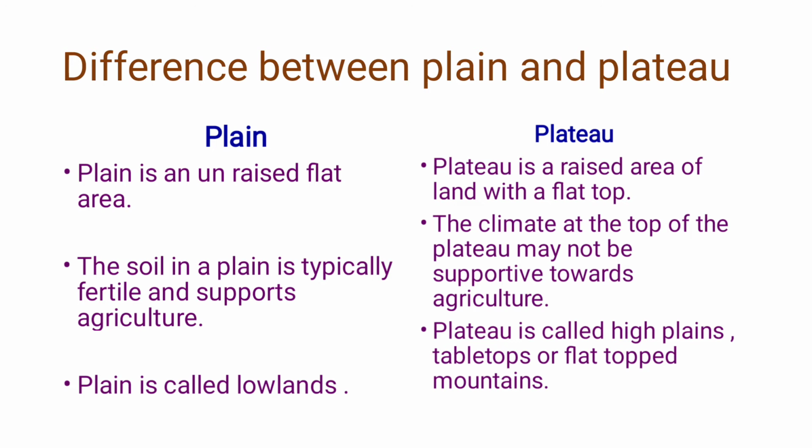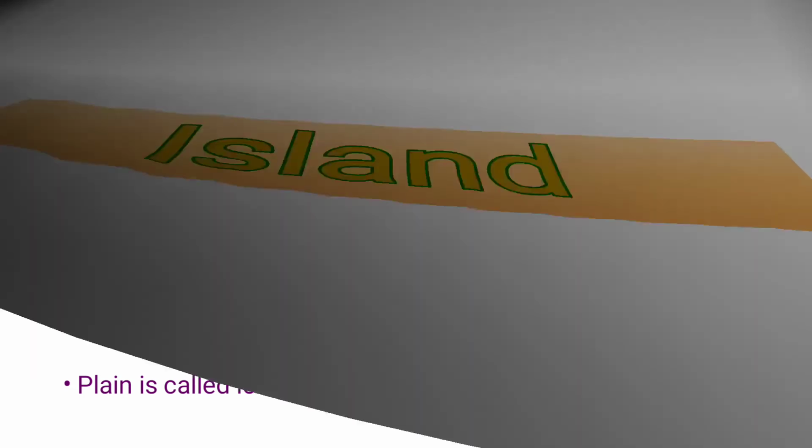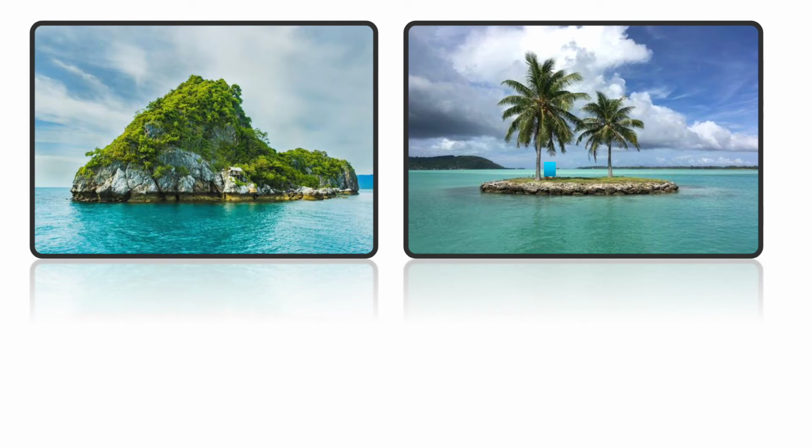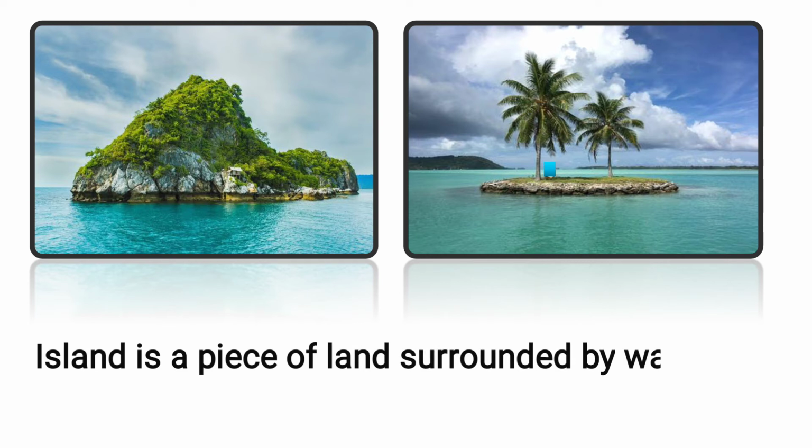Now moving to the next term, that is island. Yes, you must have heard about so many islands, isn't it? But actually, what is an island? We will see here. Yes, these are islands. You can see a piece of land surrounded by water from all the sides is known as an island.